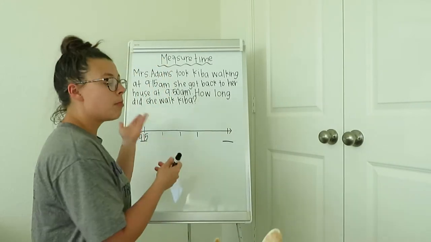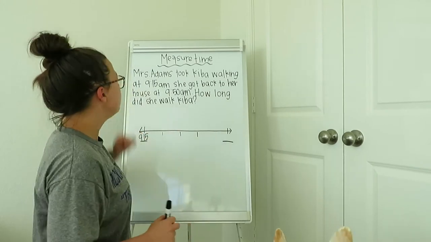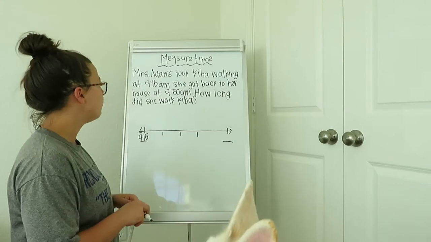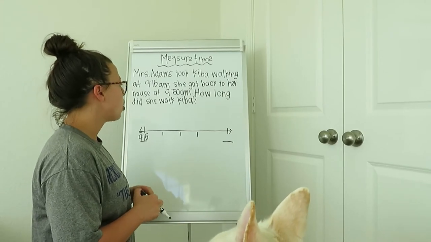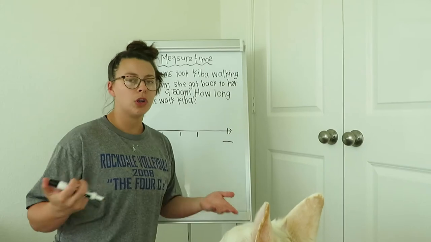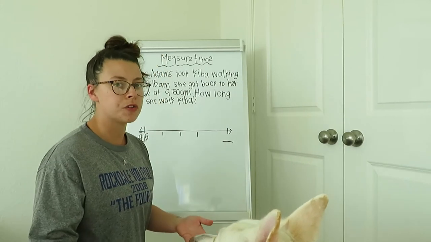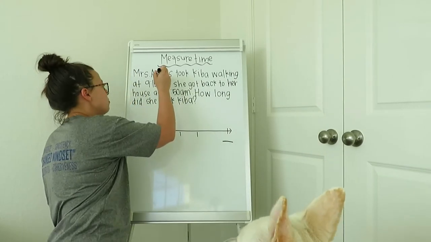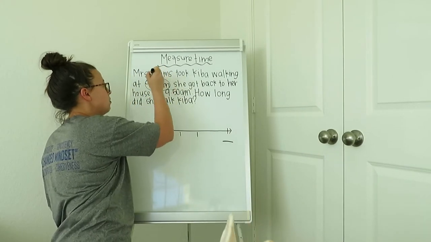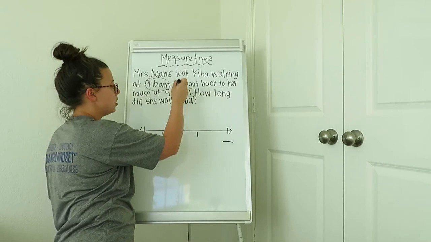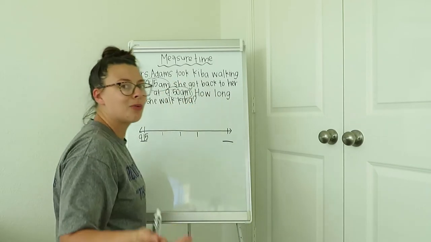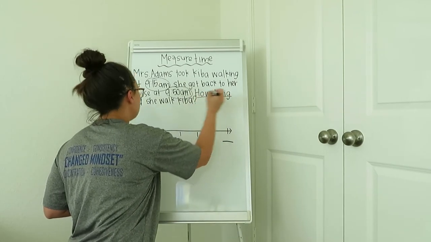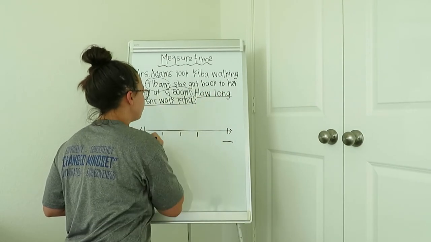So, my question. Mrs. Adams took Kiva walking at 9:15 a.m. She got back to her house at 9:50 a.m. How long did she walk Kiva? Well, what are some important things that were in this problem? The start time, 9:15. The end time, 9:50. And what is this question even asking us? How long did she walk Kiva?